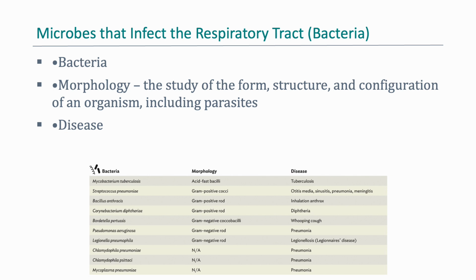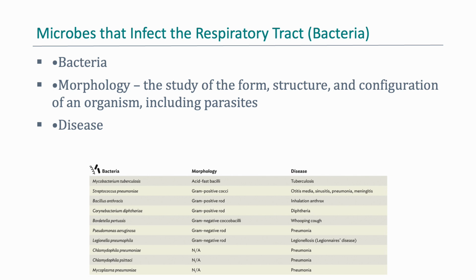Continuing with the microbes that infect the respiratory tract, but this time we're talking about bacteria instead of viruses. So we're talking about bacteria morphology, which is the study of the form, structure, and configuration of an organism, including parasites, and then the disease that the bacteria causes. So Mycobacterium tuberculosis causes tuberculosis, and its common symptoms are cough, chest pain, and coughing up blood. It can be treated.